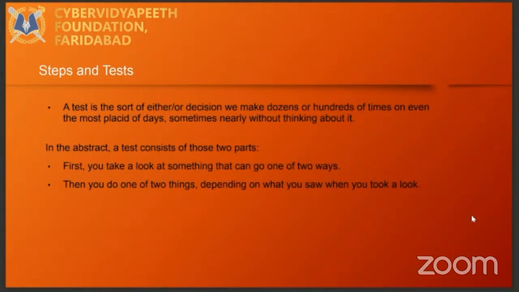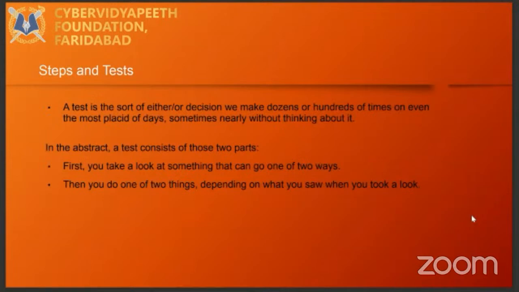This talks a little bit more about steps and tests. We can think of a test as sort of an either-or decision we make dozens or even hundreds of times on the more placid of days, even nearly without thinking about it. And this is talking about the human perspective, right? The human brain is so powerful, it can make micro decisions super quickly, right? Pilots make rapid decisions to save, say, a passenger's life, because they've been trained in that, and they have muscle memory and brain memory, and now they're able to use all that computational power that they have in their brain and execute these tasks flawlessly. So these are tests.